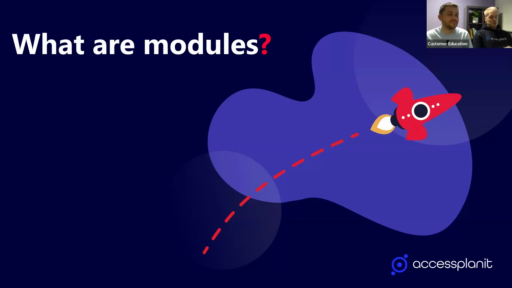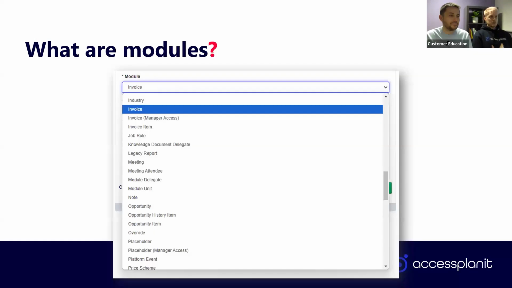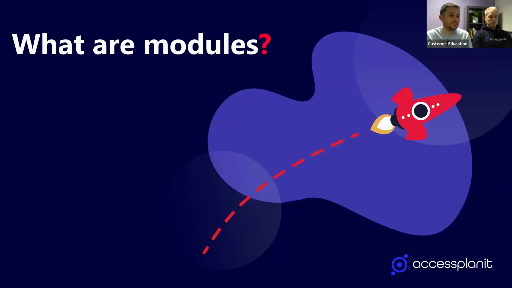Because the platform has so many modules, it can be easy to feel a little bit overwhelmed at times when you're scrolling through the module list. But once you understand how they work, you'll be able to confidently pick the right one. So we're just going to have a look at some examples now.